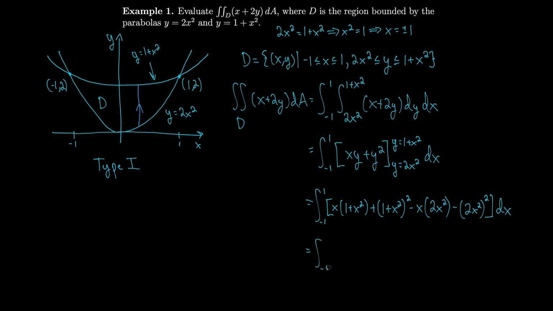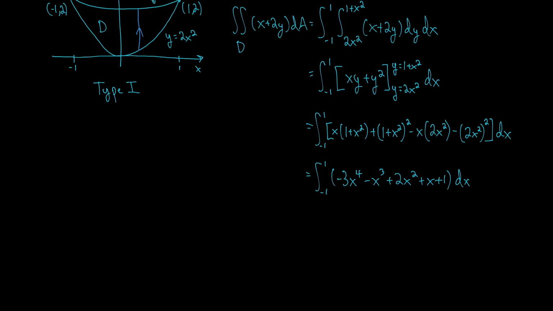And that's just the integral from -1 to 1 of -3x to the fourth, minus x cubed, plus 2x squared, plus x, plus 1 dx, which is an easy single variable calculus integral that we can just take the antiderivative of as -3x to the fifth over 5, minus x to the fourth over 4, plus 2 times x cubed over 3, plus x squared over 2, plus x, all evaluated from -1 to 1, and it becomes 32 over 15.